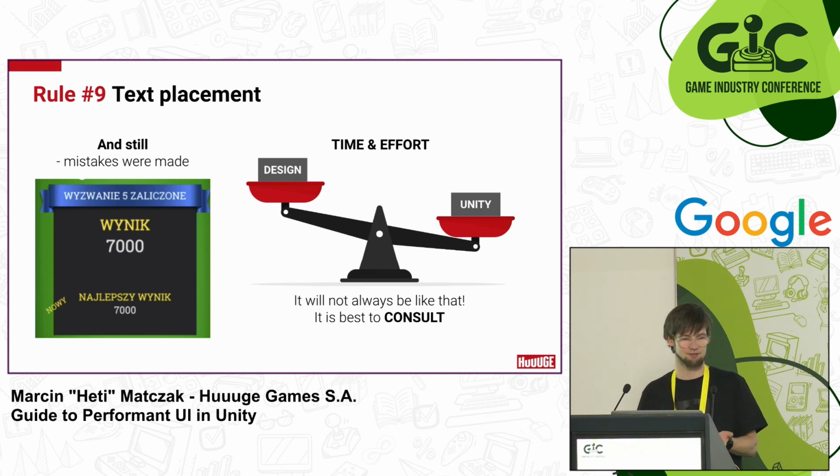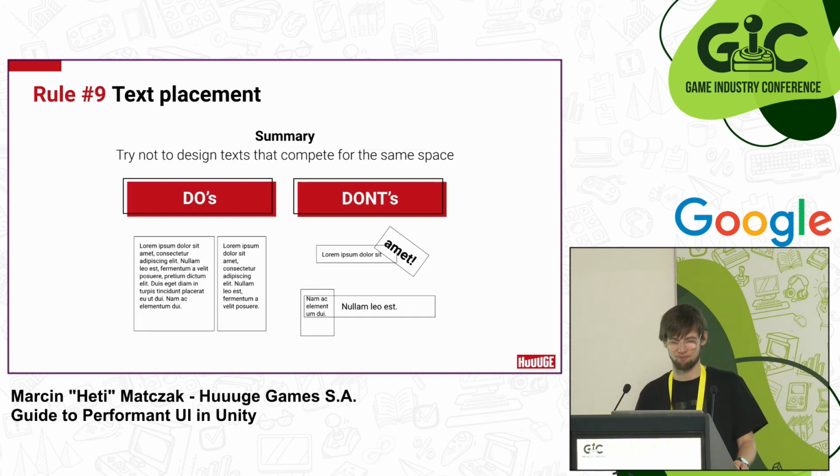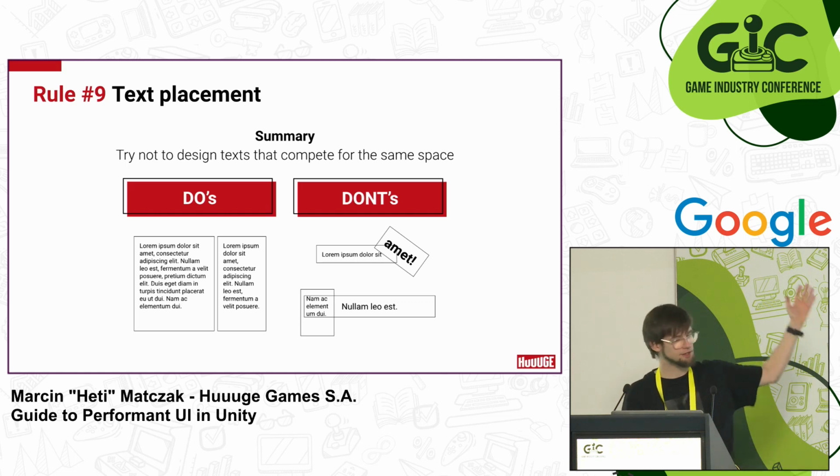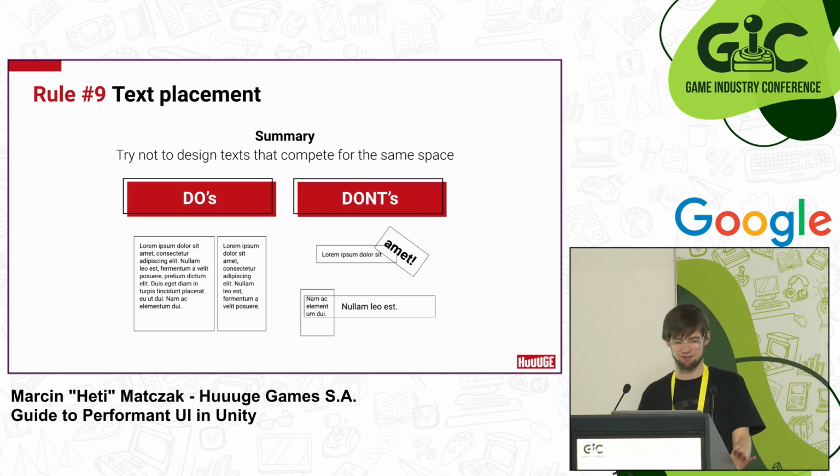And sometimes it's just better to consult with the designer, with the artist, and think about what will be faster, just adjusting the design or trying to put it into work with whatever limitations Unity puts on us. And still, the mistakes were made, because when the text was translated, it still went outside the pop-up. So we just changed the design and resigned from this new keyword. And as a summary, try not to design texts that compete for the same space. I don't say that everything should be like rows and columns. Just try to avoid what I'm showing on the right, and keep in mind that text after translation can change its length.